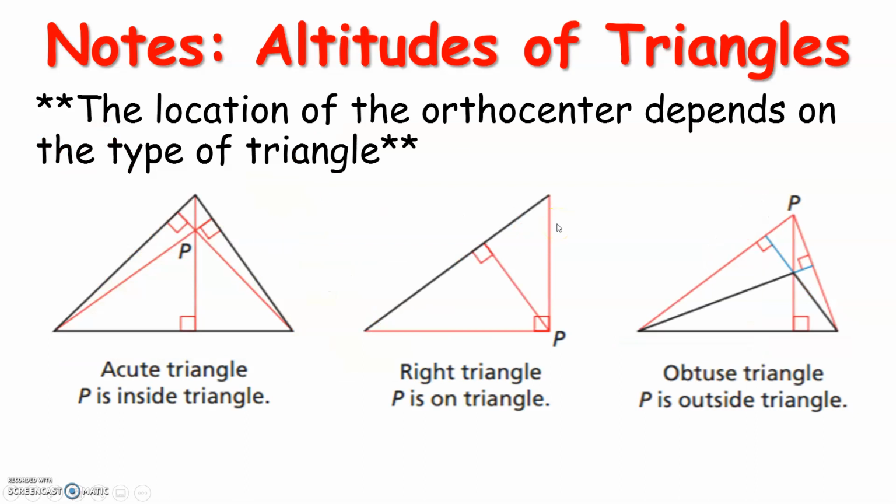The location of the orthocenter depends on the type of triangle. If it's an acute triangle, the orthocenter is inside the triangle. If it is a right triangle, it is on the triangle, specifically at the right angle. If it's an obtuse triangle, the orthocenter is outside.